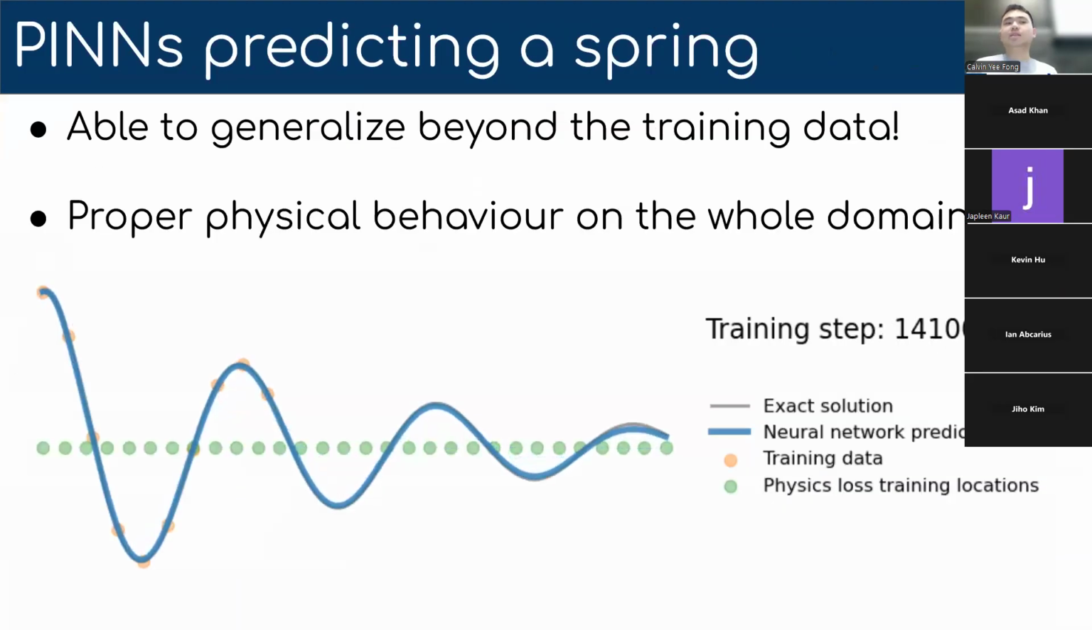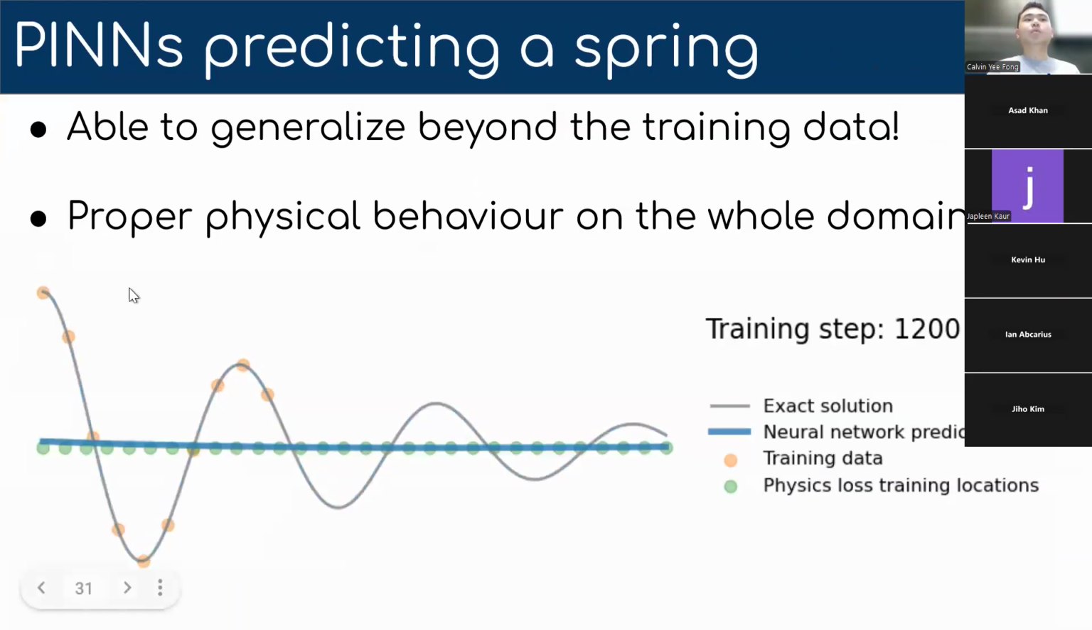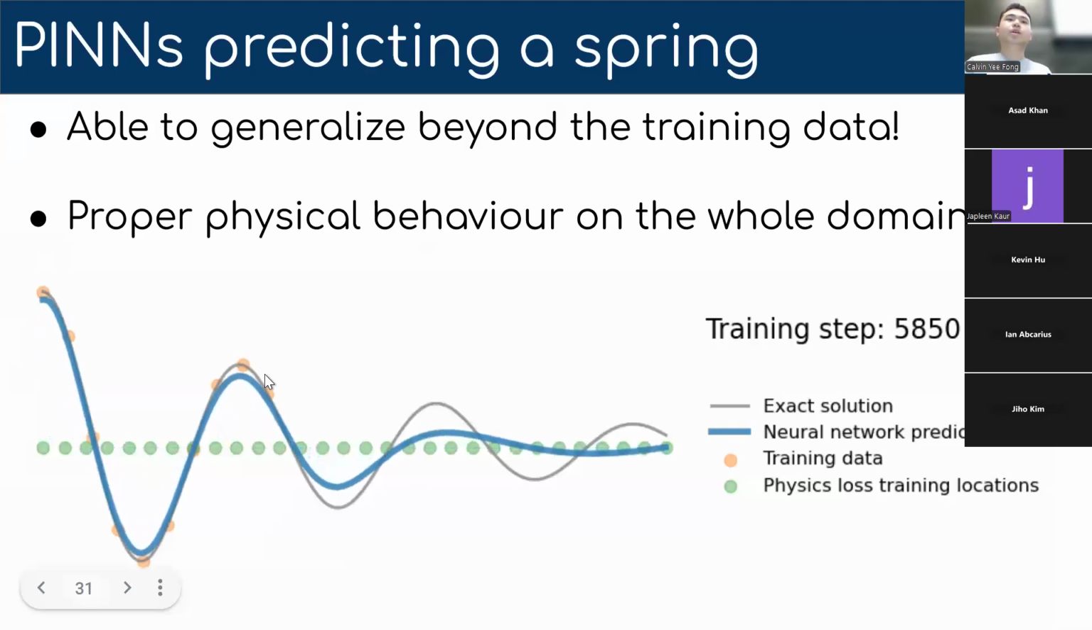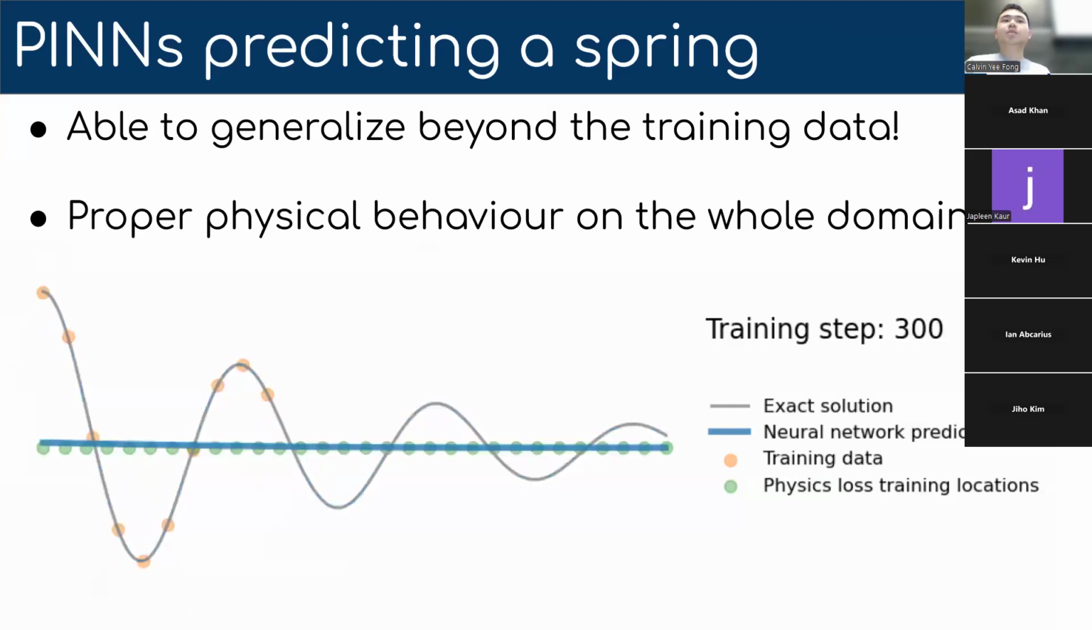Here, I'm technically jumping the gun. We can add physics loss training locations everywhere on the domain. This is separate from the training data, which is paired together with the output results, but we can still optimize the neural network with both in tandem to get much better behavior in the end. Does this make sense? Yes?